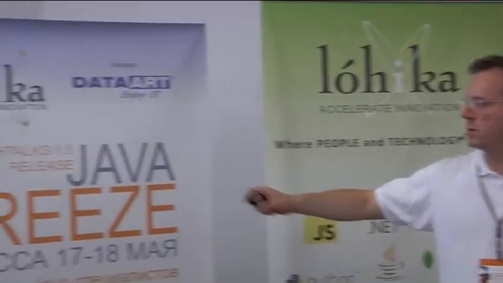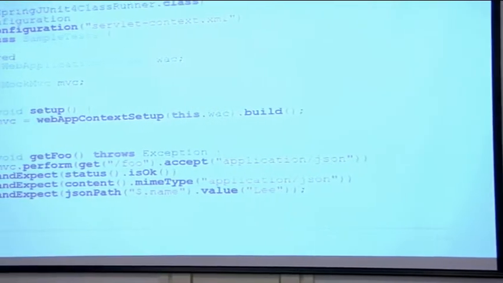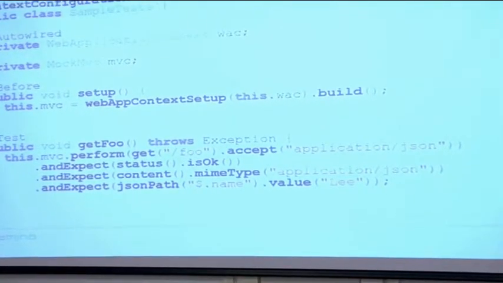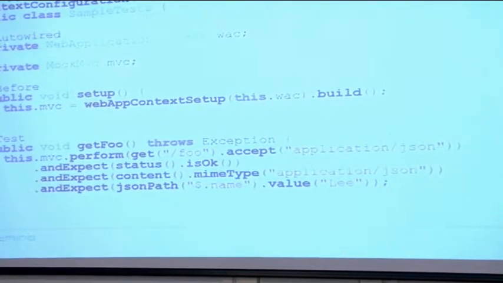So here we see and expect that the status is okay. So a status of 200 was returned in terms of HTTP response codes. Here we can say and expect a particular content type specifying a MIME type. And we can expect JSON path, that we pull out some value out of the JSON, if this controller should have returned JSON.